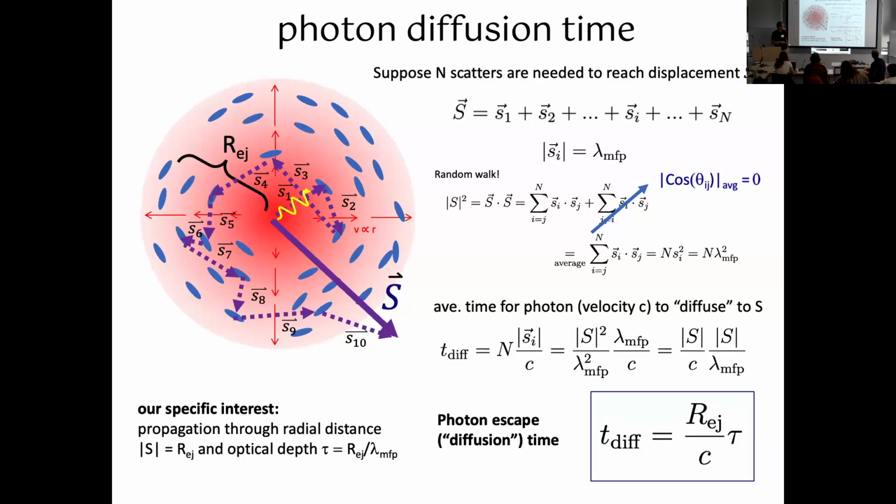Okay, so there are different ways to interpret this. One is to say when a photon is diffusing through an optically thick medium, its effective velocity is basically c over tau. So it's slowed down by the fact that it has to scatter, but it can still get out eventually.